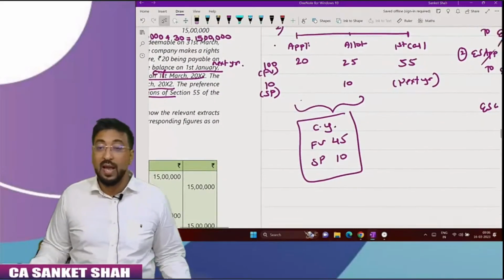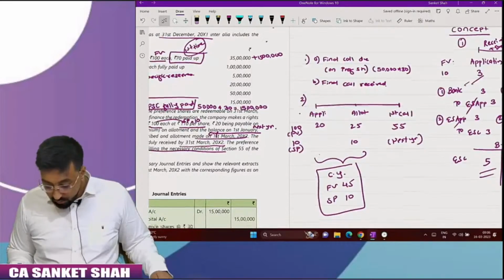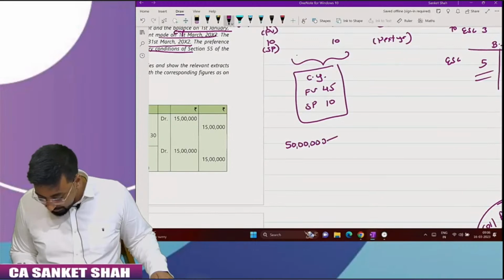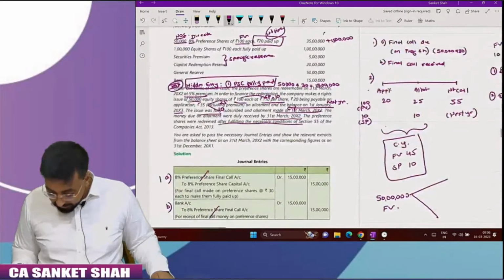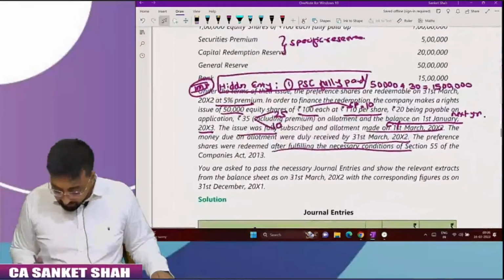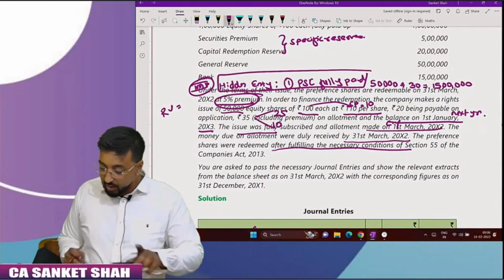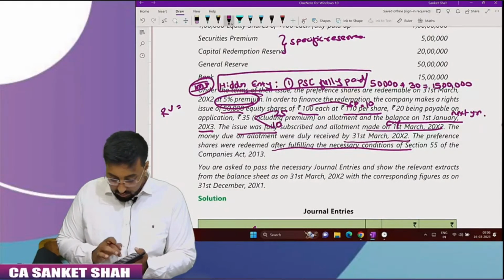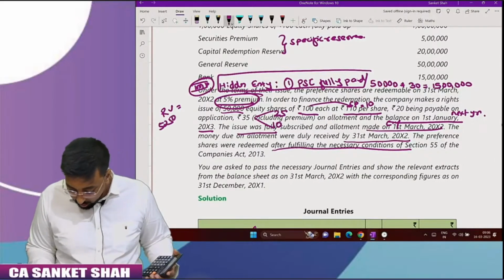So what is my diagram now? I want to give 50 lakhs back. This is a face value. Okay, 50 lakhs back at 5% premium. So 5% premium means here, given 5% premium. So 50 lakhs plus 5%, 52 lakh 50,000.